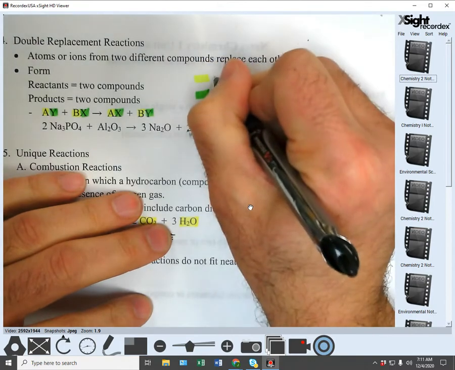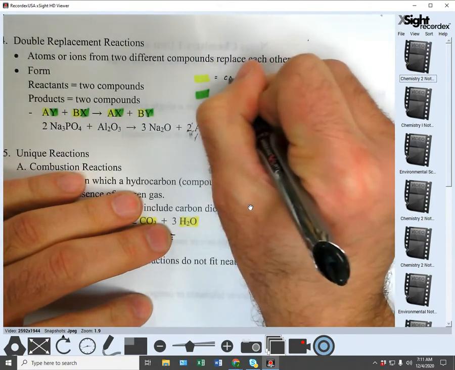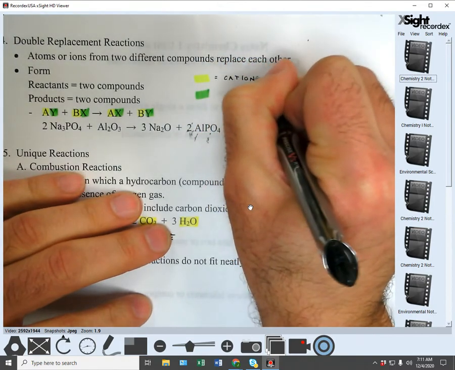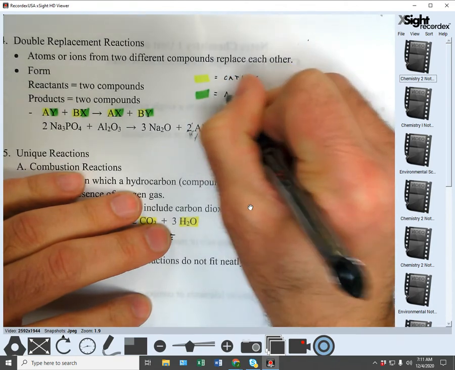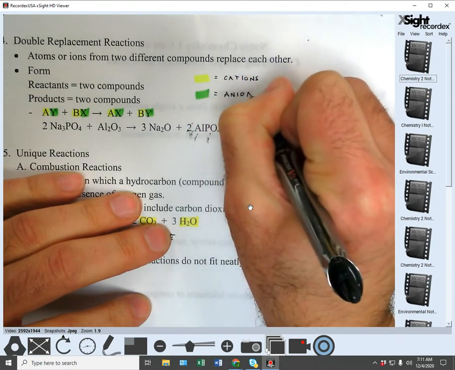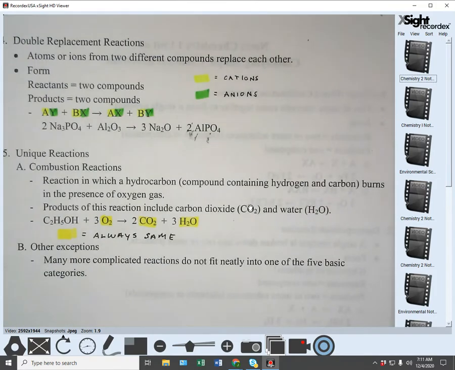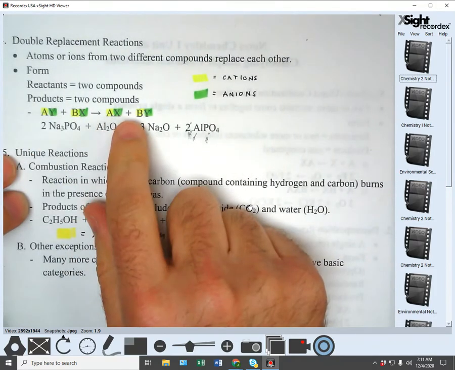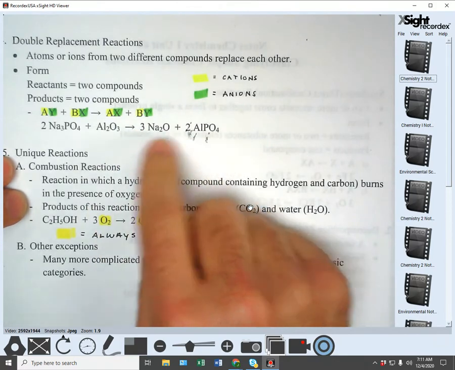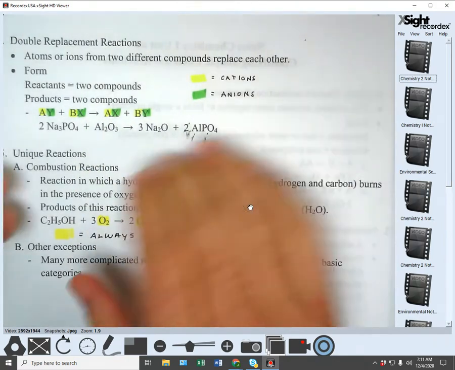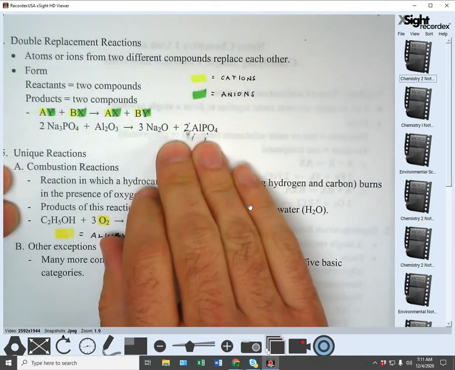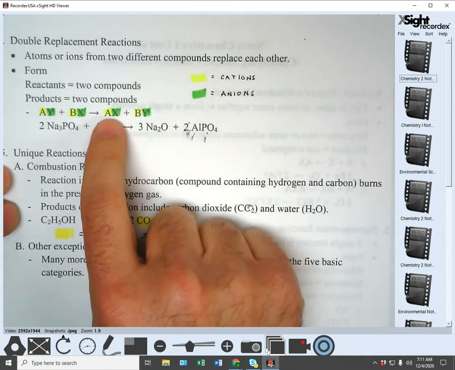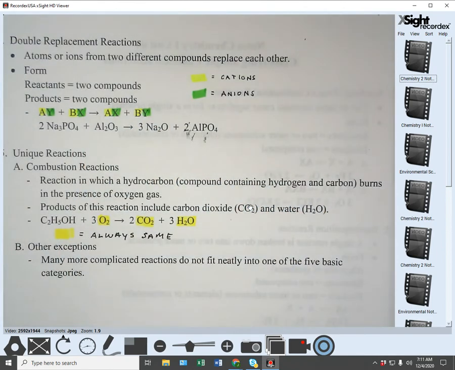Yellow cations, green anions. So when you're looking at this, what you have to remember is that if they give you the whole reaction, it's not a big deal. But if you're trying to figure it out, it always has to be a positive and a negative together.